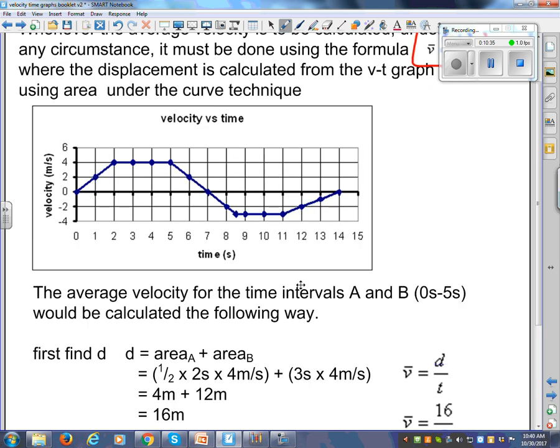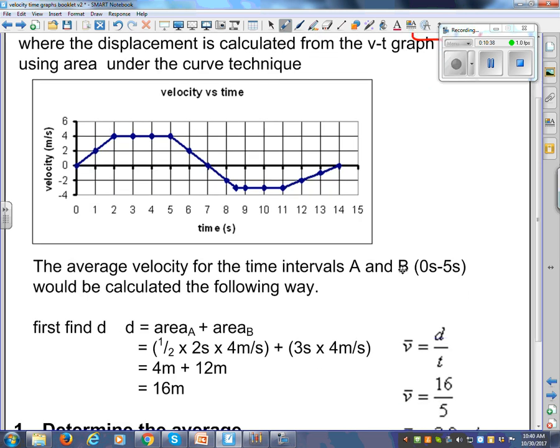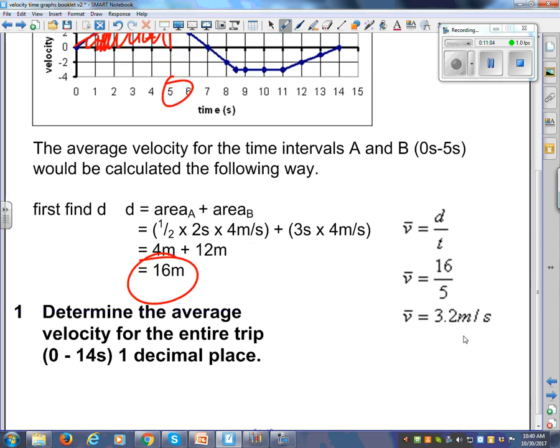So, the average velocity for the intervals A and B, so from 0 to 5 seconds. We already calculated the displacements. We said it was 1/2 times 2 times 4. We got 4 for this guy here, that triangle. We got 12 for the rectangle, which is a total of 16. Right? So all of this is 16 meters. It happens in how many seconds? 5. So 16 divided by 5. And the average velocity is 3.2 meters per second.